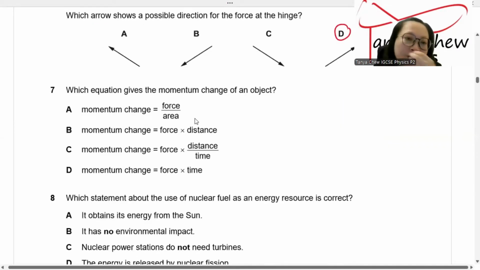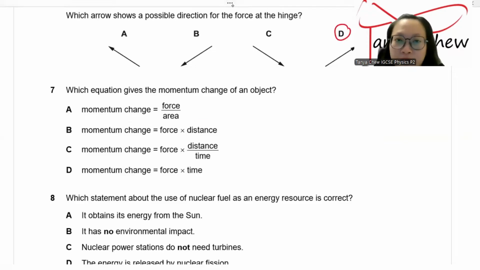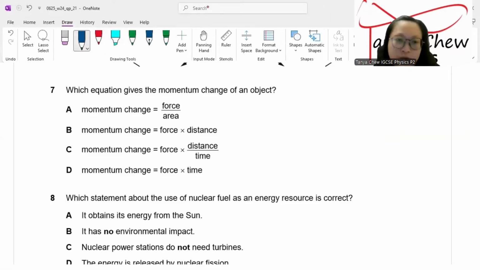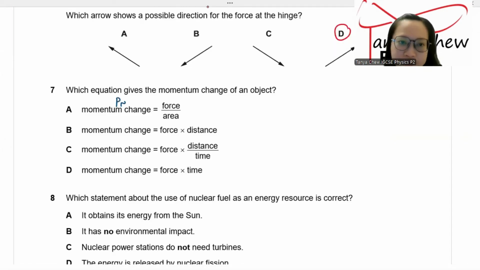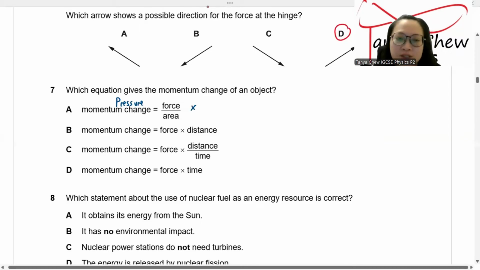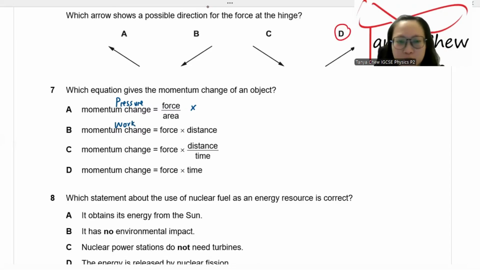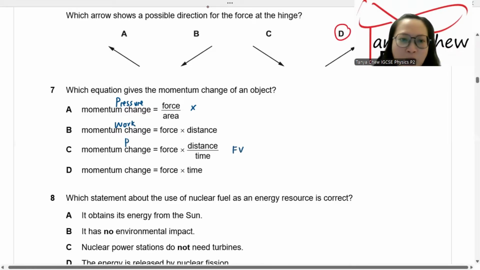Now, question number 7, which equation gives the momentum change of an object? I'm going to look into this one by one. A, momentum change is equal to force per area. This is definitely wrong. Pressure is equal to force over area. So this is wrong. B, momentum change is equal to force multiplied by distance. Force multiplied by distance moved in the direction of force is called work. C, momentum change is equal to force times distance over time. That means force times speed, that is power.